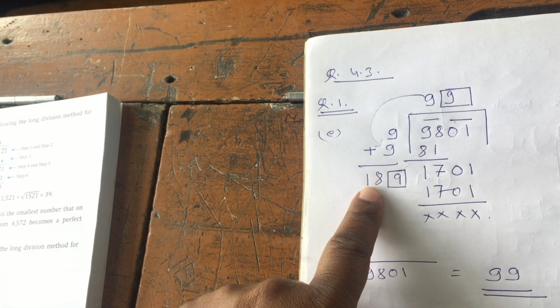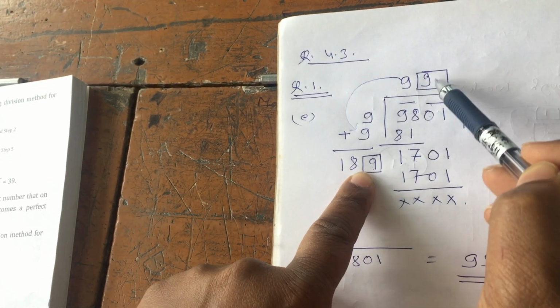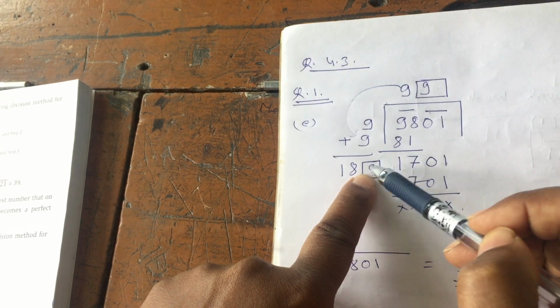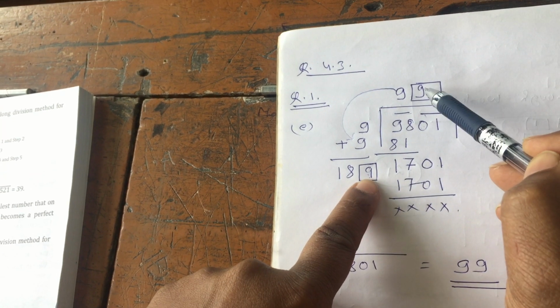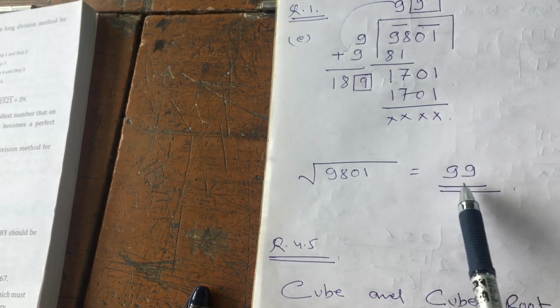Ultimately this 9 again comes back here and it gets added. 9 plus 9 becomes 18, and now I am supposed to write the same number in the divisor as well as the quotient. I took 9, so 9 9s become 81. So 189 into 9 is 1701. So ultimately the square root of 9801 is 99.